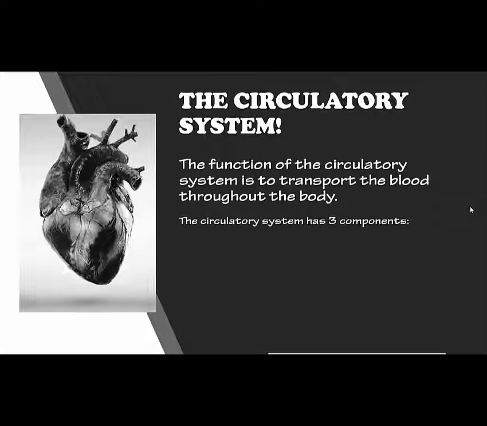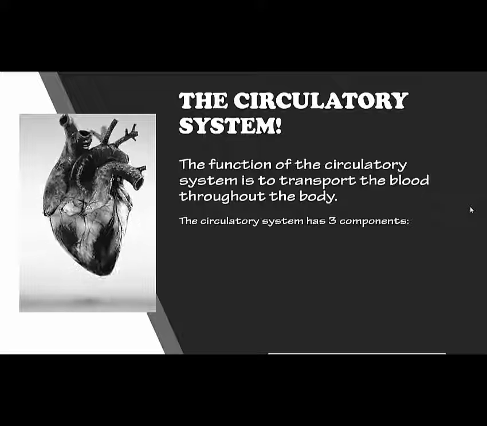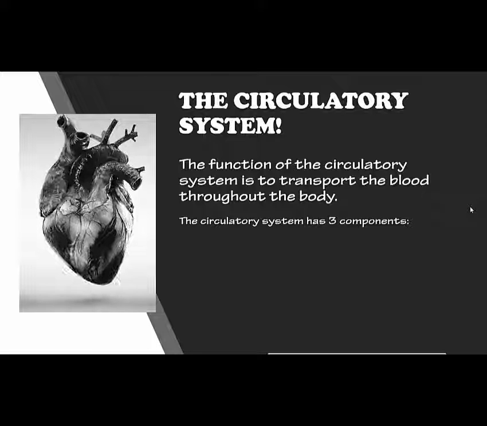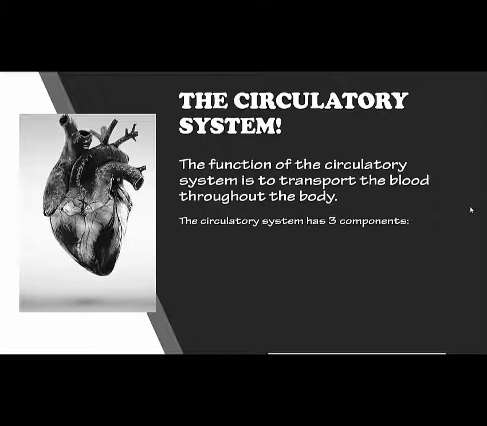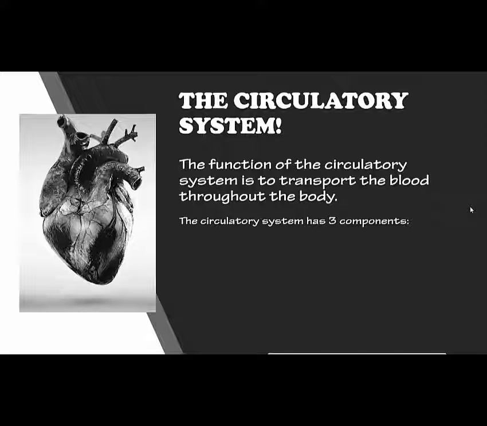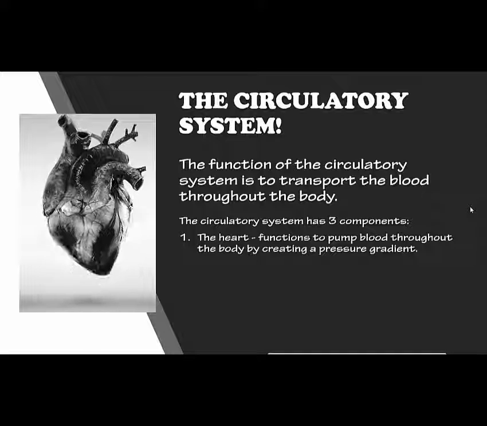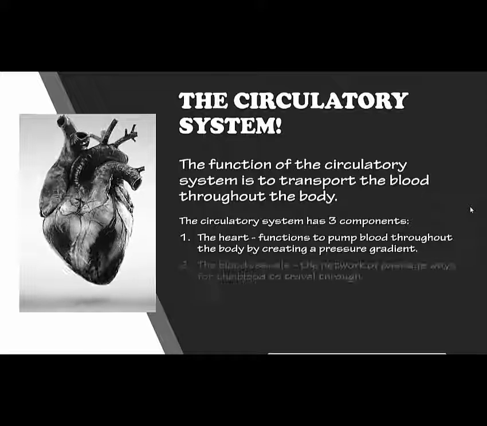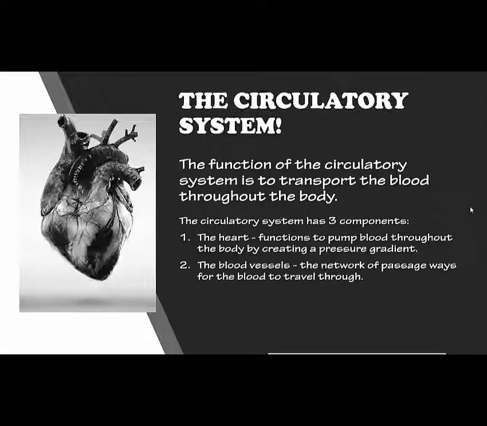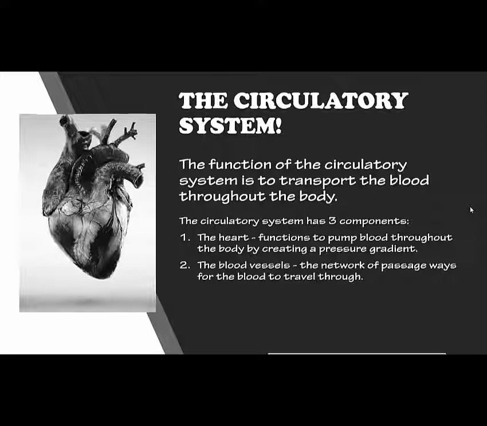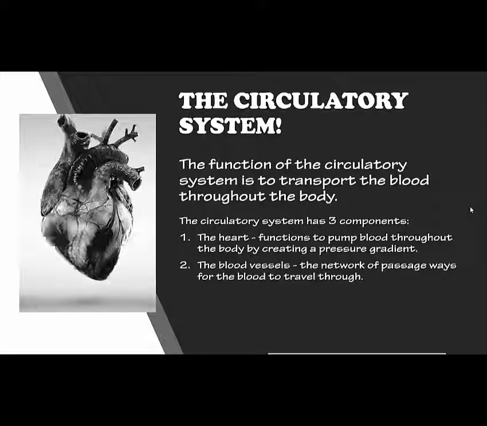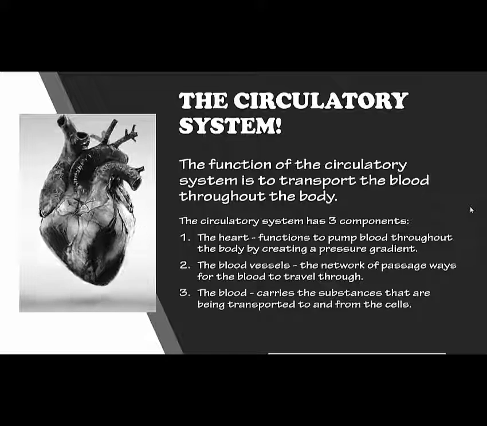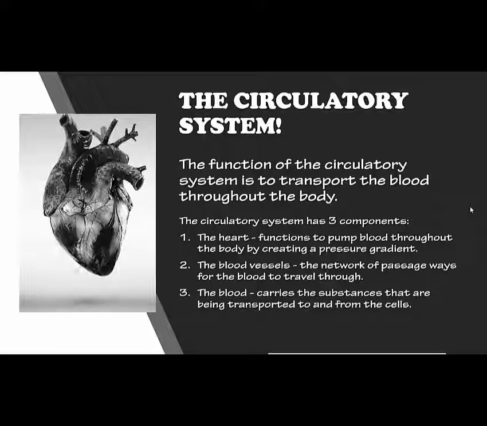The circulatory system. The function of the circulatory system is to transport the blood throughout the body. The circulatory system has three components: the heart, which functions to pump blood throughout the body by creating a pressure gradient; the blood vessels, which are the network of passageways for the blood to travel through; and the blood. The blood carries the substances that are being transported to and from the cells.